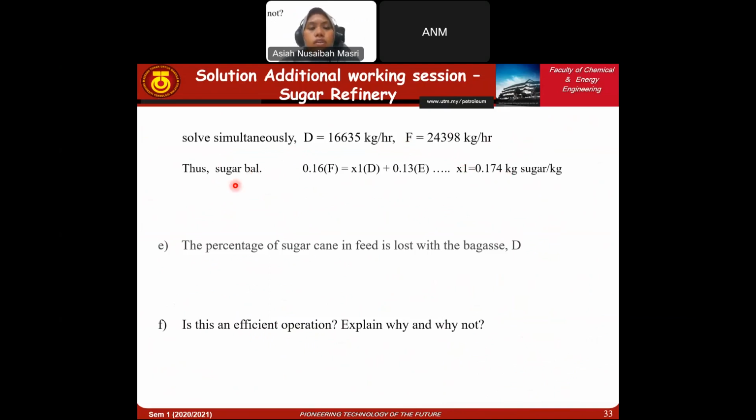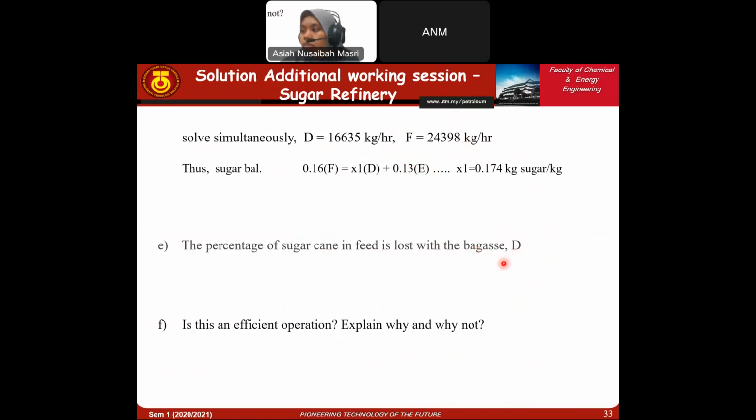Additionally, we can solve for the sugar balance. Here we have for sugar 0.16 F, the input to the meal, is equal to X1 D, the output, plus 0.13 E, another output. We solve for sugar, we got X1 is equal to 0.174. Then D, the rate of feed of cane to the unit, we have solved just now, which is F is equal to 24,398 kilogram per hour.